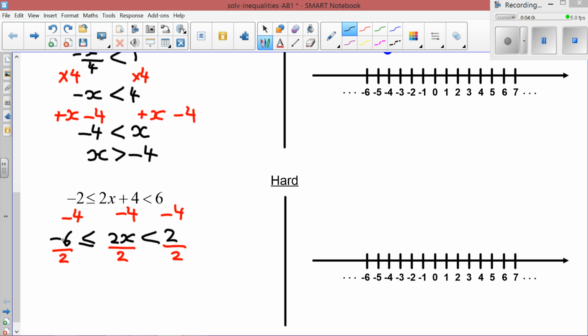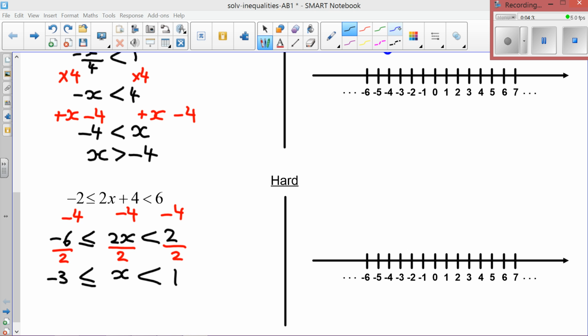That leaves me with minus 6 divided by 2 is minus 3 on the left hand side, which is less than or equal to x in the middle, which is less than 2 divided by 2, which is 1 on the right hand side. This is my solution and it reads minus 3 is less than or equal to x, which is less than 1.